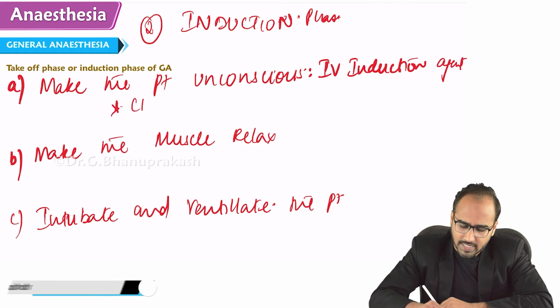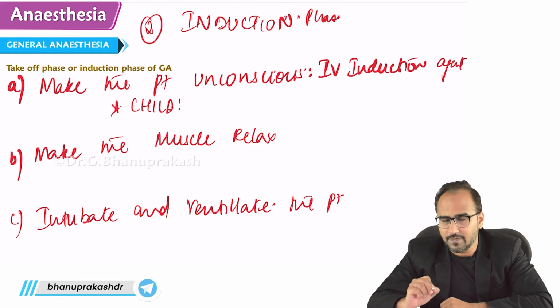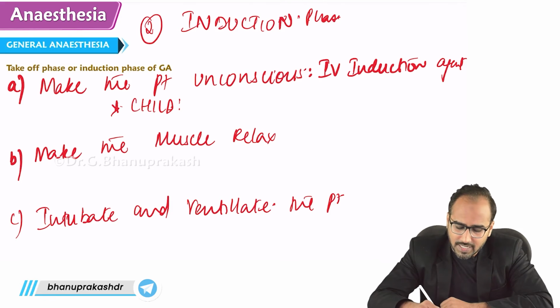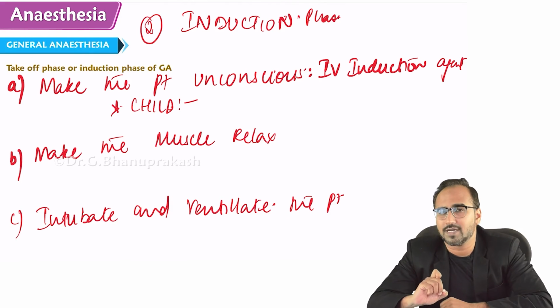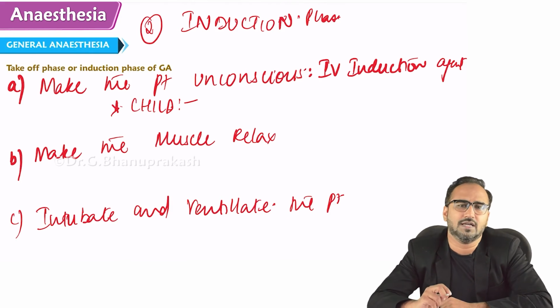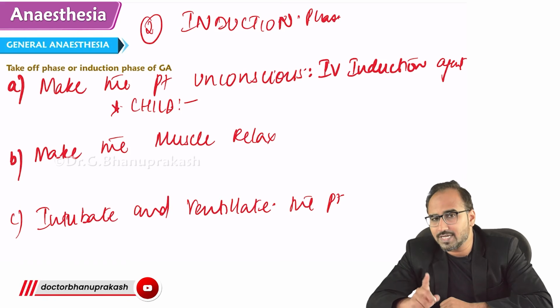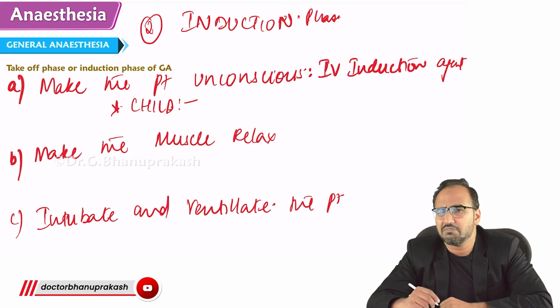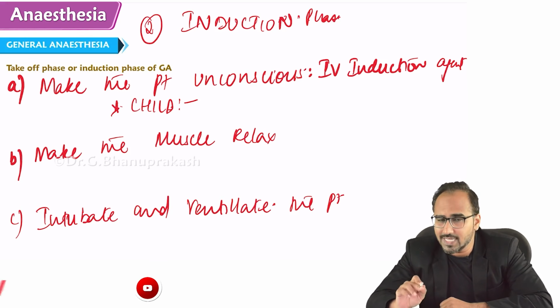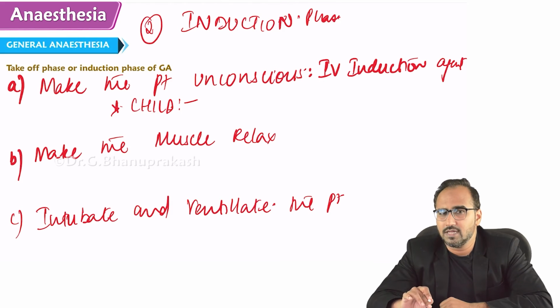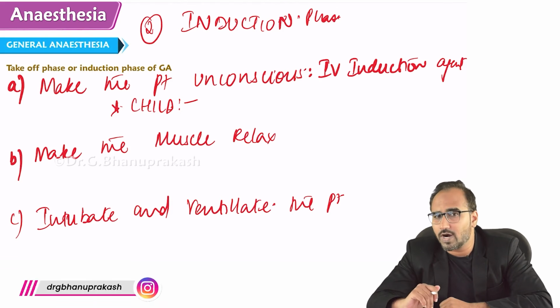But if it is a child, how will you make the child unconscious? Remember, guys, children are the ones who create a nuisance when you try to put in an IV cannula. An IV induction agent can be given only if you put in an IV cannula. If you don't have an IV cannula, you can't give an IV induction agent. So in a child, if you did not put an IV cannula, then what induction can you go for?